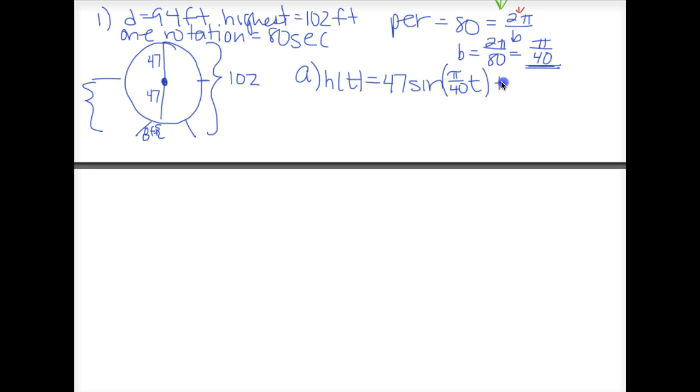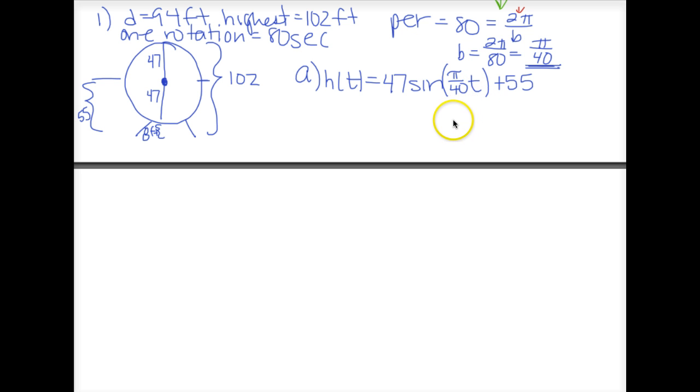Then remember the k value is going to be the value at the midline. Well, I already drew this over here to hint you the center of the wheel is going to be 8 plus 47, which is 55. So that's my value of k. That's my midline value, and also represents my vertical shift. So that is how I got that answer in A.